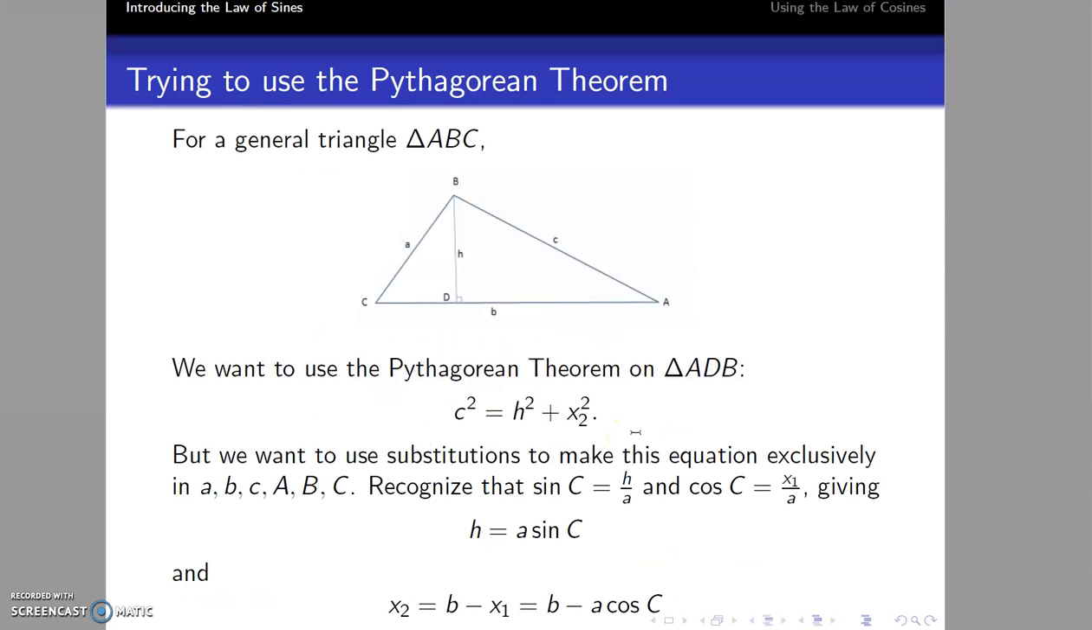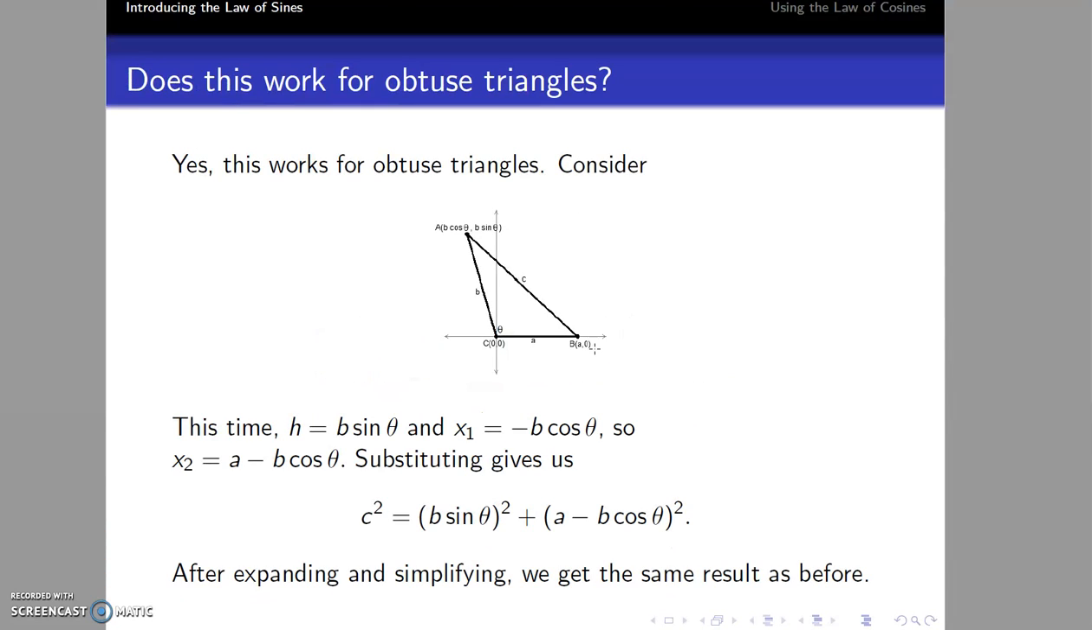But wait, you exclaim, you object. Once again, you have done this for an acute triangle. All the angles are less than 90 degrees. Is there a way to illustrate the law of cosines for obtuse triangles? And the answer is yes.